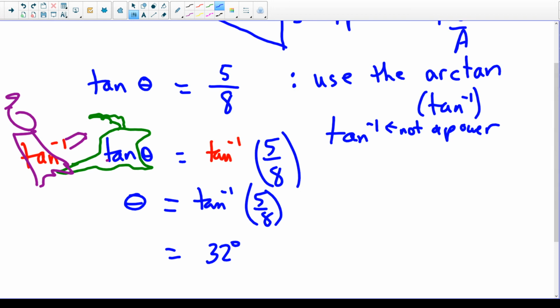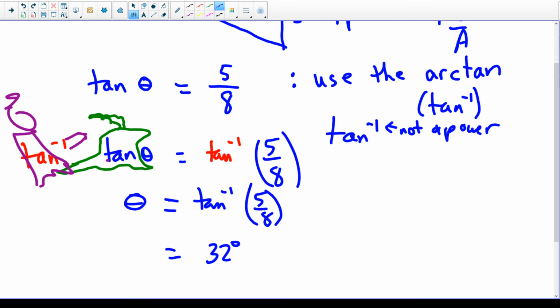Now not only do we have a way of finding unknown side lengths if we're given an angle and a side in a right angle triangle, we also have a way of finding unknown angles if we're given 2 side lengths in a right angle triangle. And that's going to be the end of the lesson for today.